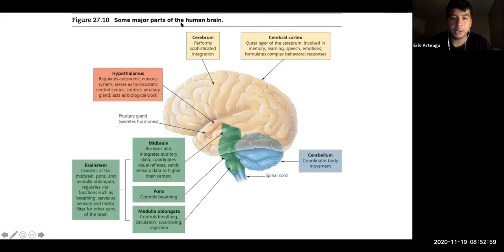All right, so here's some major parts of the human brain. We have the cerebrum, which performs sophisticated integration. So these are higher level understanding, especially with the cortex. So we have the sulci and the gyri here, the individual little accumulations in the brain.